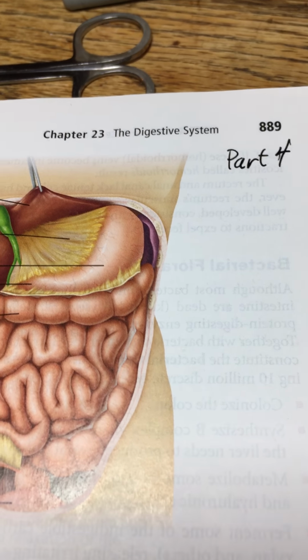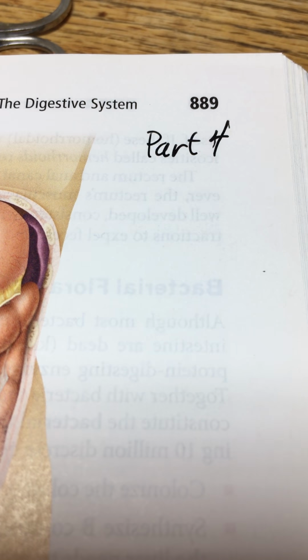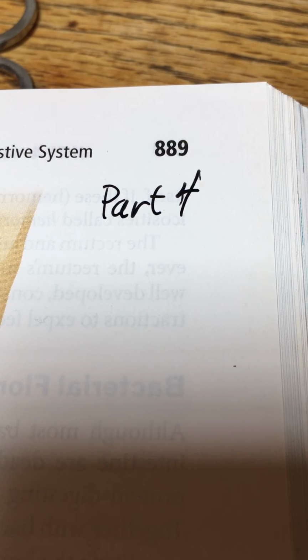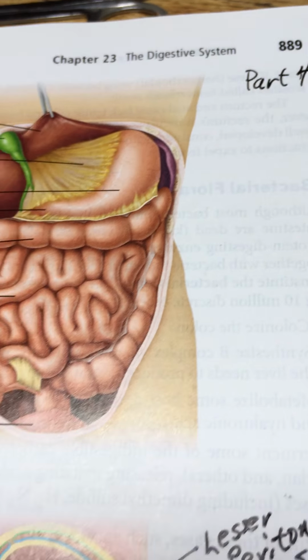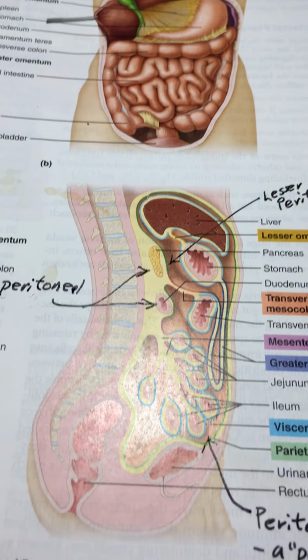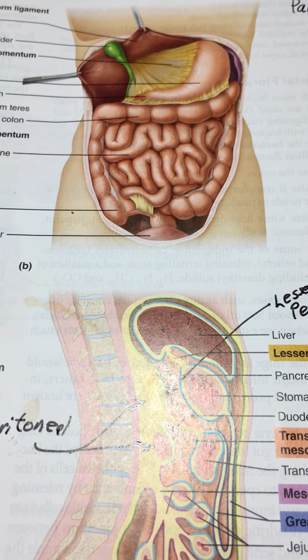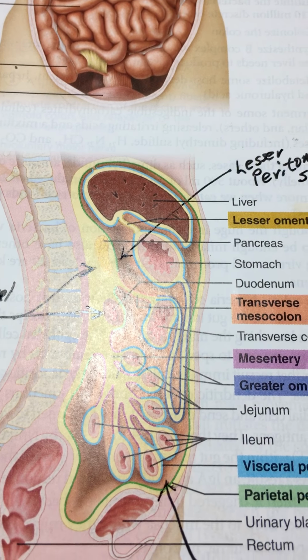Now we're at the digestive system, and it's part 4, starting on page 889. I need to come to this page of the book in order to get this big overview of what's going on below the diaphragm when we look at the stomach and the intestines.